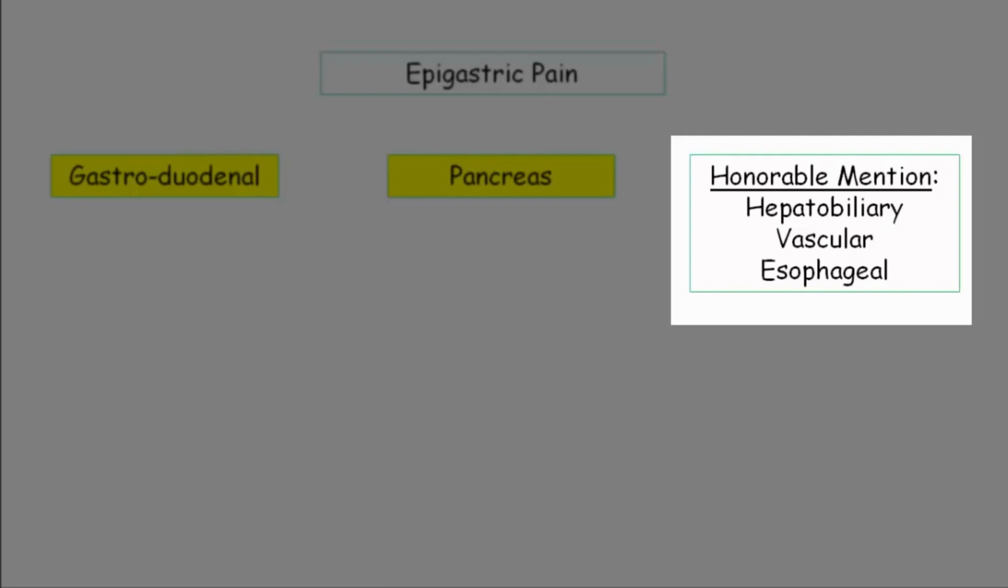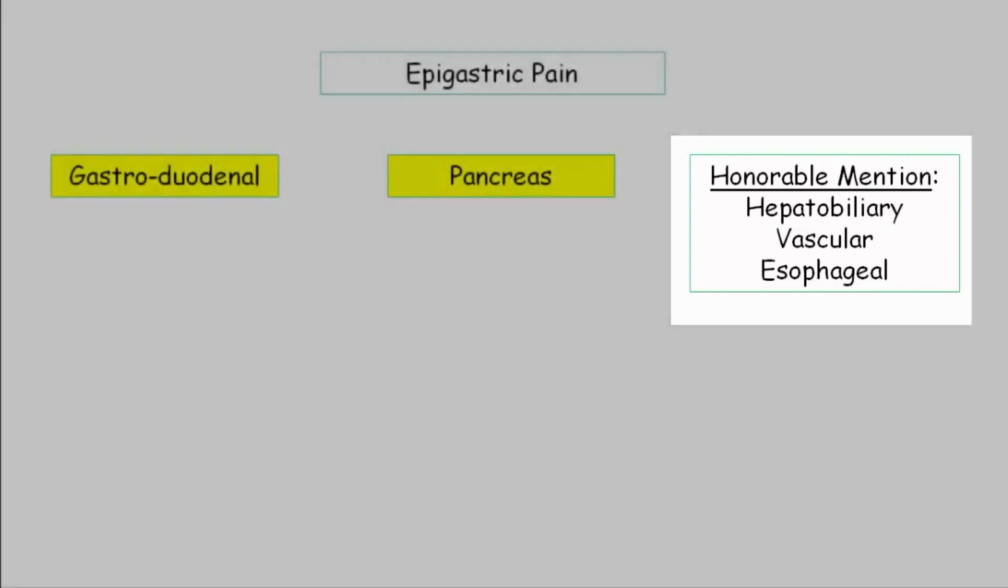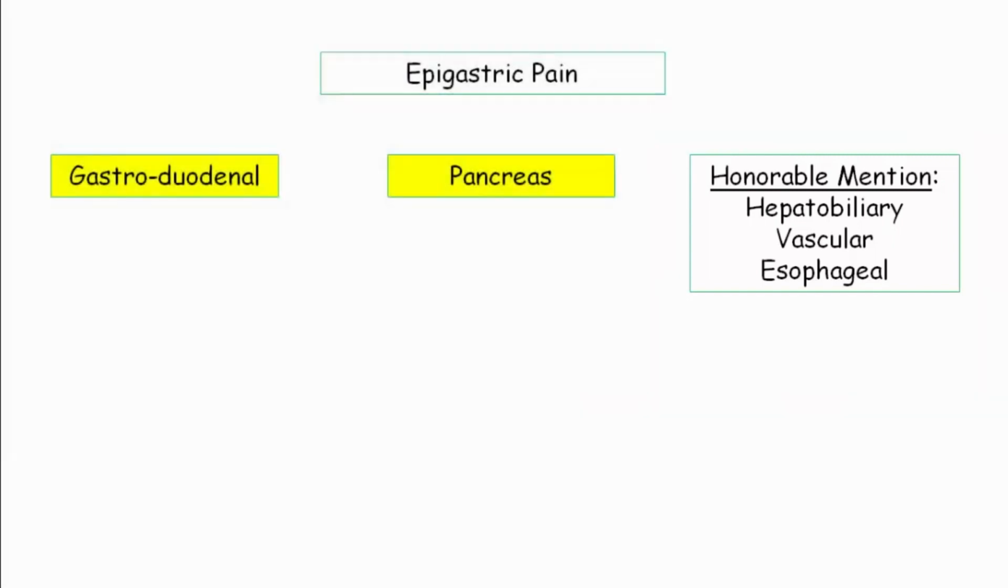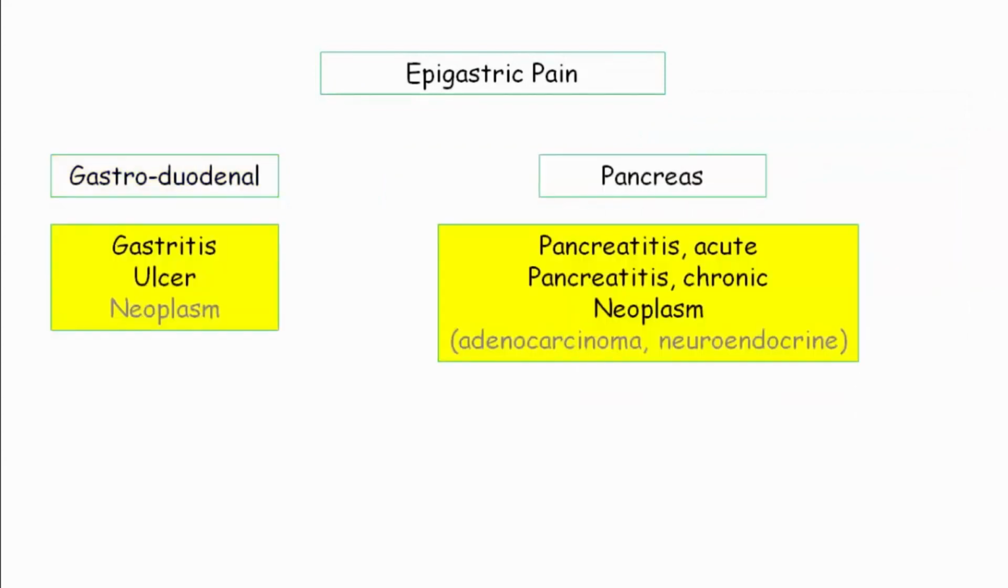If hepatobiliary disease is associated with pain, that pain will generally be reported in the right upper quadrant with other distinguishing characteristics such as abnormalities of lab data. Likewise, vascular causes such as dissecting aorta will be described with characteristic features including ripping or tearing pain in a patient with pulse asymmetry. I include esophageal disorders for completeness, but there is no confusion between the esophagus and pancreas on Step 1. So here are the main players to consider when a patient presents with epigastric pain.